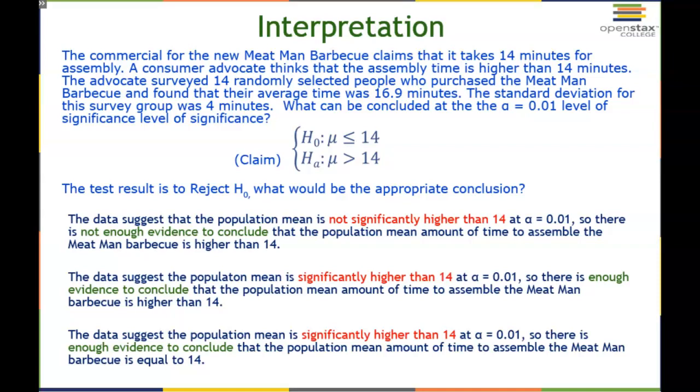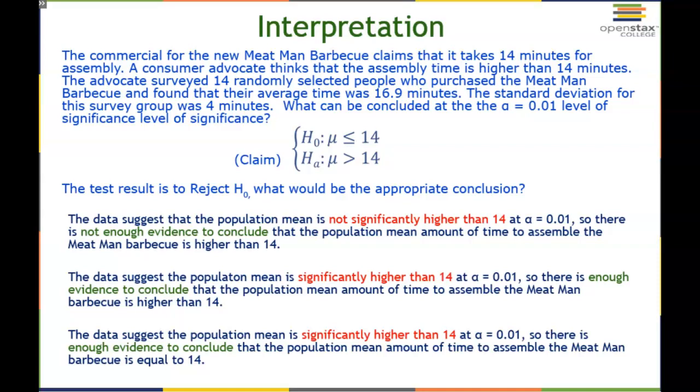We know that our claim is that our average is higher than 14 or more than 14 or greater than 14. And because H0 was rejected, our claim is good. So data suggests that the population mean is not significantly higher than 14. Well, no way. We're saying our claim is good, so it is significantly higher than 14. So we can rule the first one out because that first statement of not significantly higher than 14 just doesn't make sense because we rejected the idea that it was not significantly higher than 14.